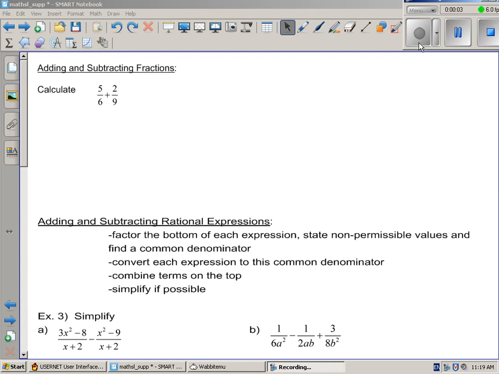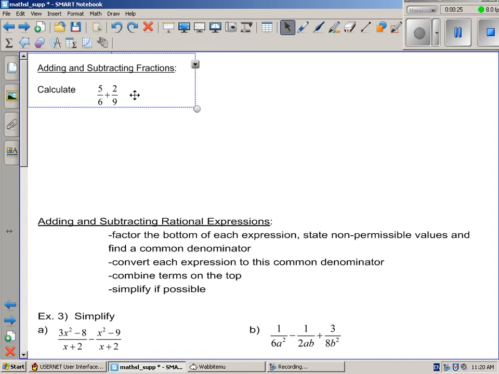Hi folks, we're going to keep going with adding and subtracting fractions for rational expressions. I'll take you on a little trip down memory lane and we'll look at when you first learned how to add and subtract fractions. It was probably a little bit more difficult than multiplying and dividing because you had to find a common denominator.